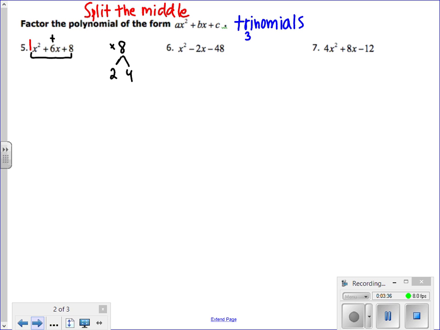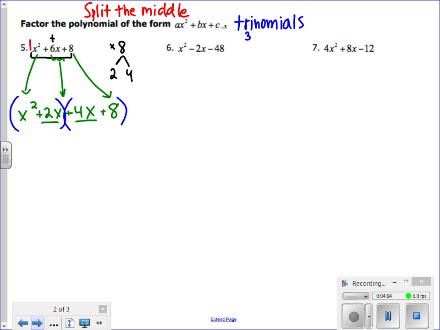Now, in order to split the middle, I bring the first term down, which is x squared. I also bring the last term of 8 down. I then split up the middle with 2x and 4x. That's what adds to be 6x. Well, once I have those split into 4 terms, I group. I put the first 2 terms in a group and the last 2 terms in a group.